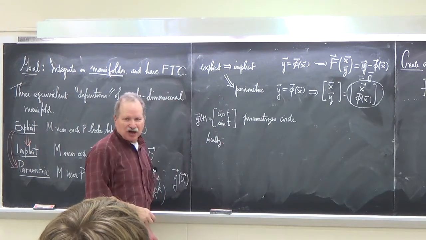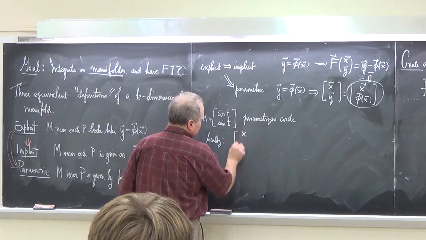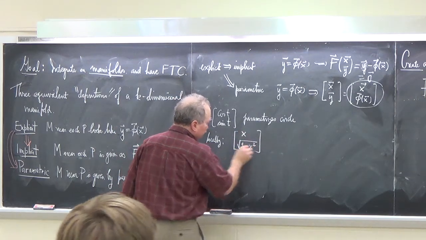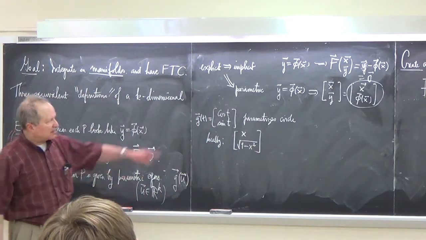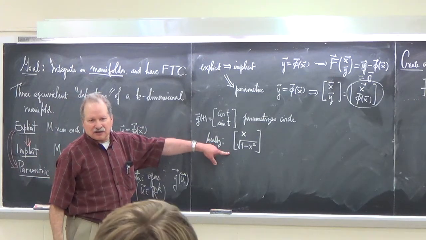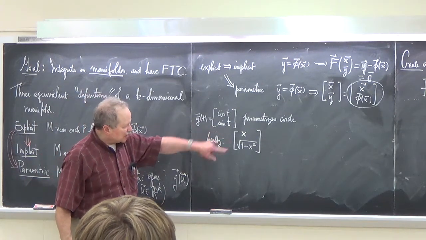Now you could locally write the circle as a graph. So you could parameterize it by x, square root of 1 minus x squared. That would be a parametric representation as well. And that's represented as a graph. But that's still a parameterization.